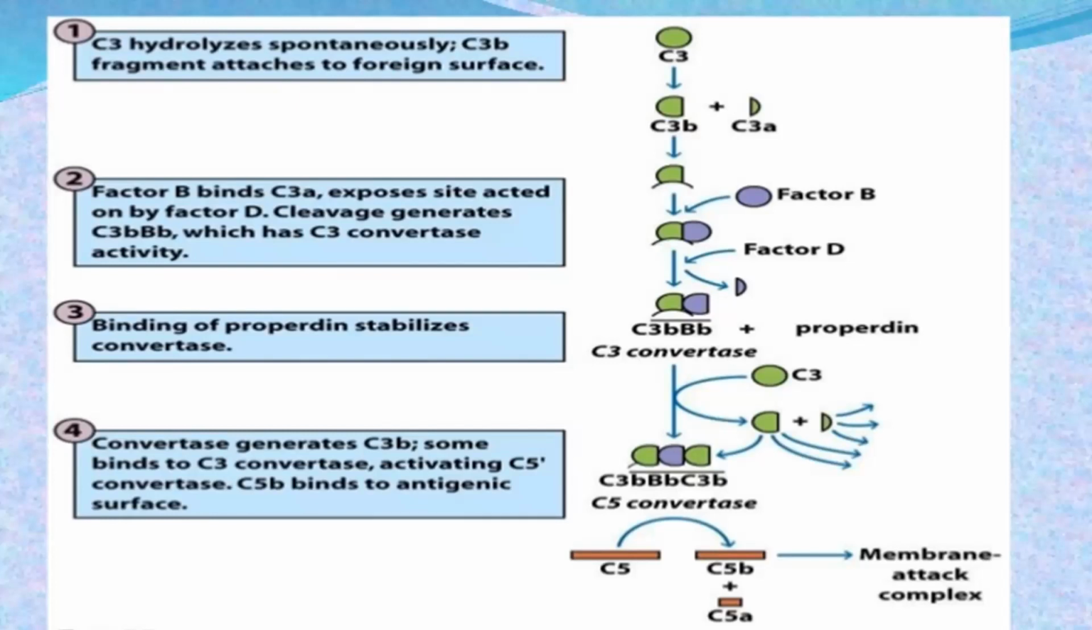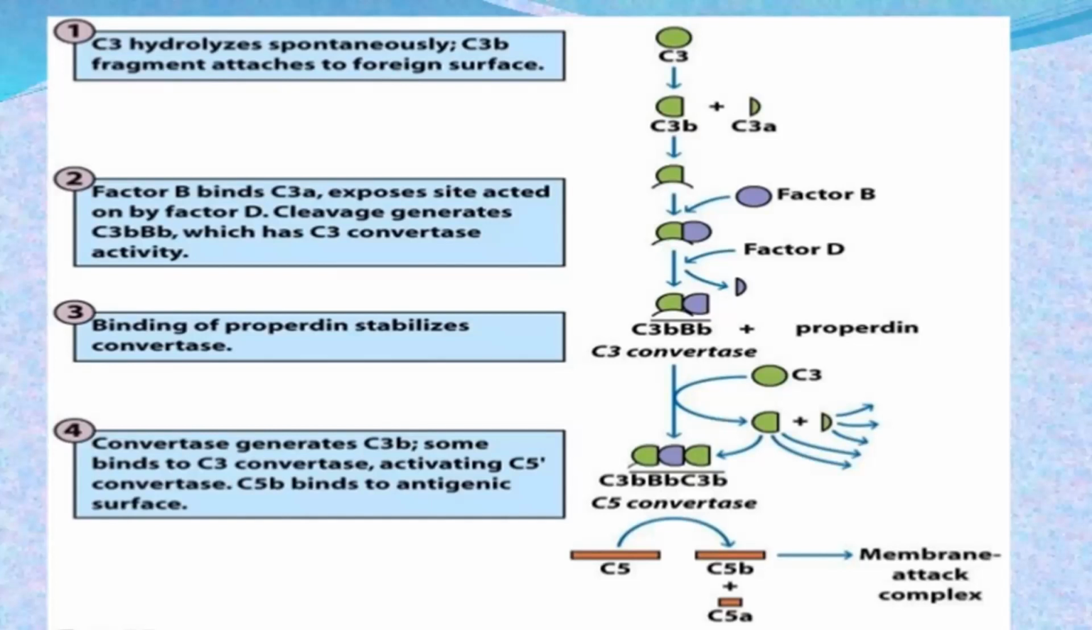Here, see the C3 convertase enzyme is formed, which is C3b-Bb, and this is the protein which binds with this and stabilizes the enzyme. And then ultimately there is the formation of C5 convertase enzyme. C5 convertase enzyme is formed. This C5 convertase enzyme converts the C5 into C5a and C5b.